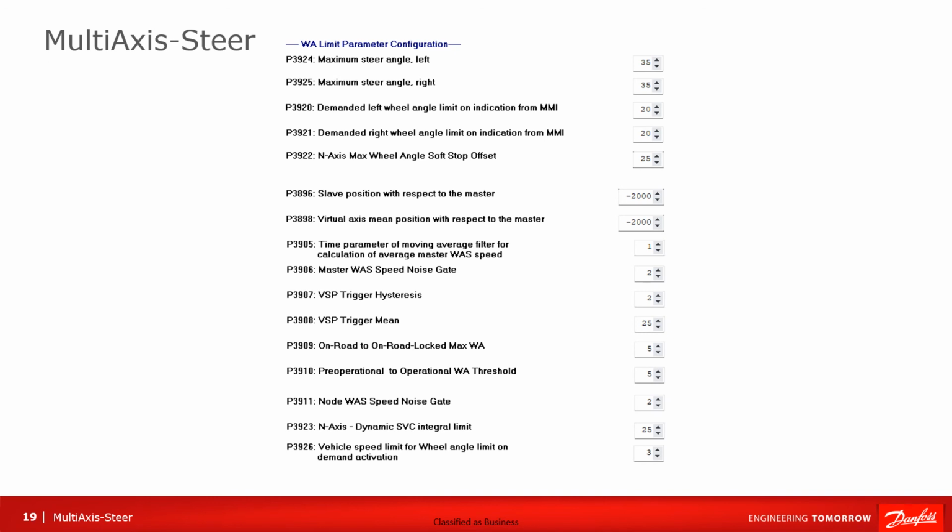For more information on multi-axis steering, please reference the multi-axis technical information as well as other multi-axis videos.